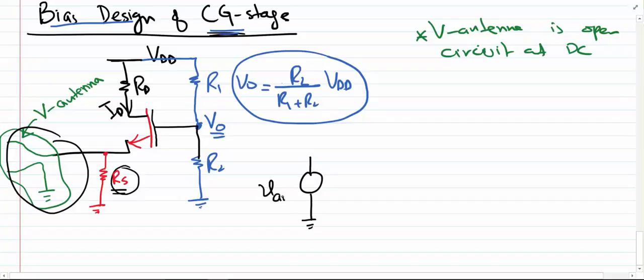Let me call this thing V end. And we have an internal resistance for the antenna called R end. So this black part is a good approximation for this green antenna over here. After that we have the RS in parallel to this thing.